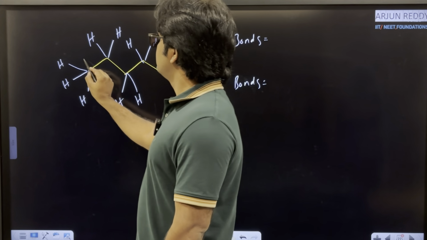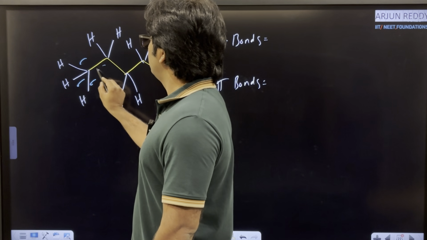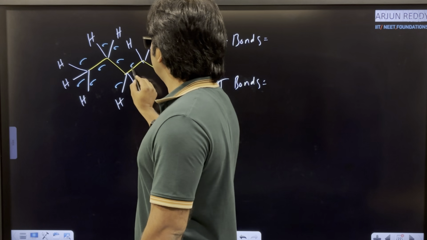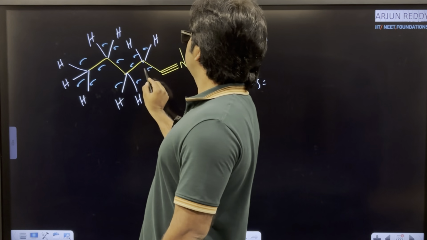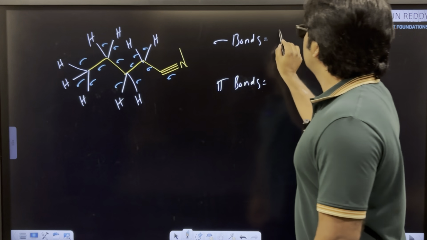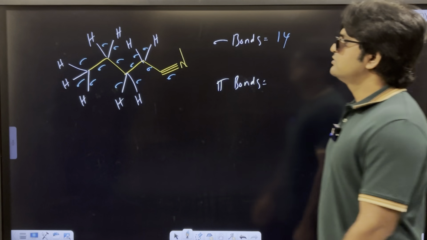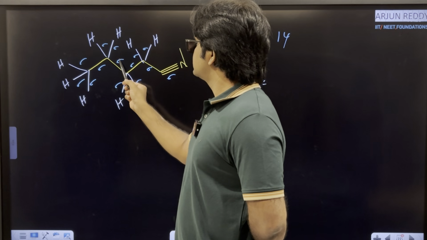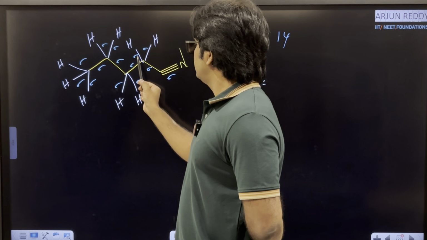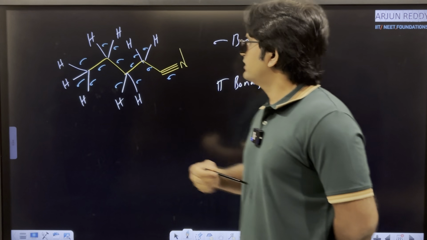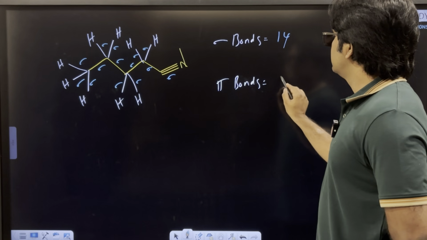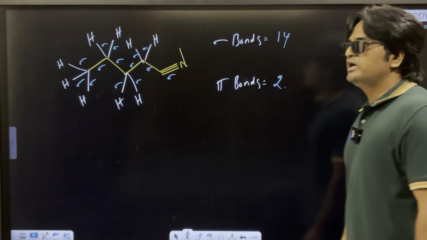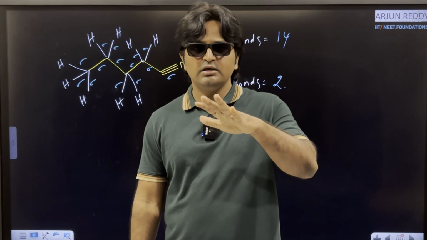Come to this one, number of sigma bonds: 1, 2, 3, 4, 5, 6, 7, 8, 9, 10, 11, 12, 13, 14. Number of sigma bonds equals 14. Once again let me count: 1, 2, 3, 4, 5, 6, 7, 8, 9, 10, 11, 12, 13, 14. And the number of pi bonds equals 2. Clear? This is the way of calculating the number of sigma bonds and pi bonds.